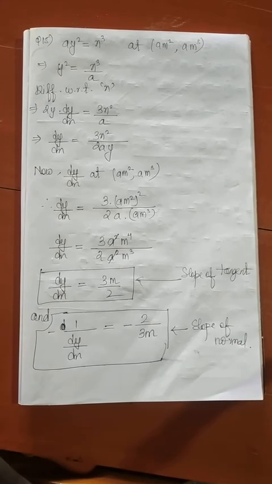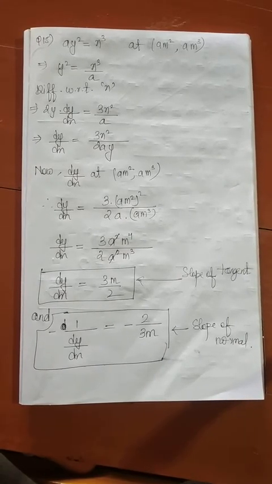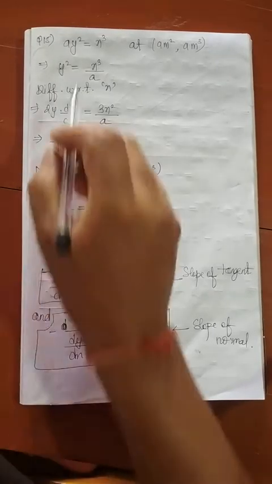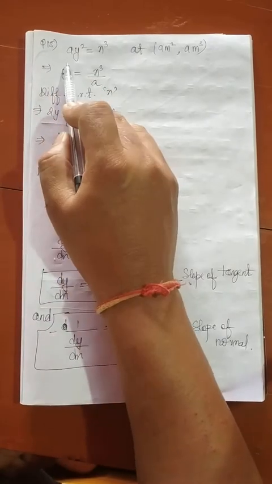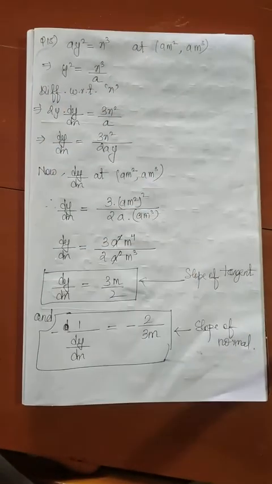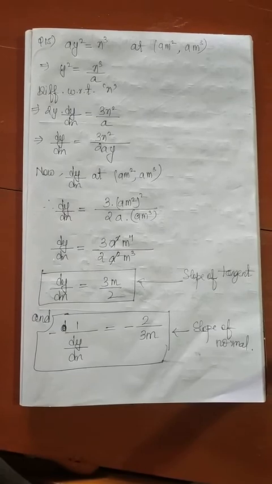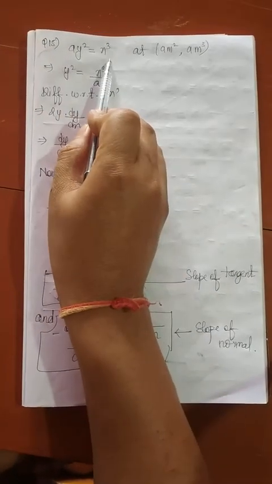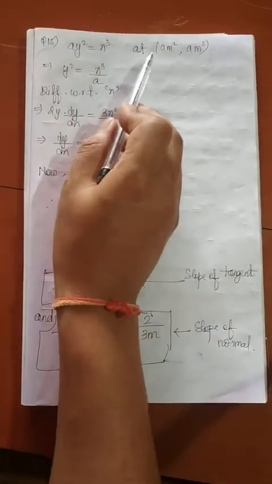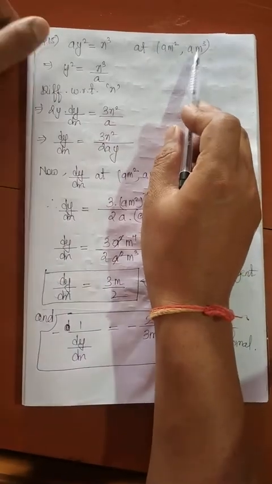Okay, let's take another question, number 15. Find the equation of a normal. In this case, I need to find the equation of the normal to the curve given to us: a y square is equal to x cube. We need to find the equation of the normal at a m square comma a m cube.